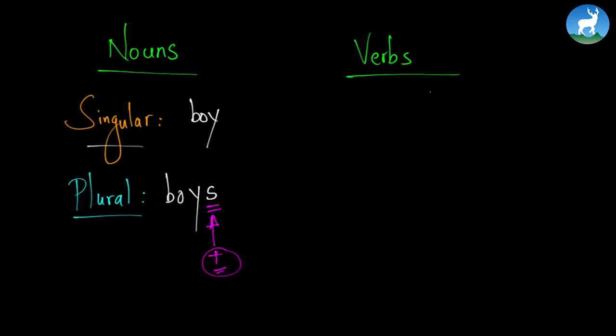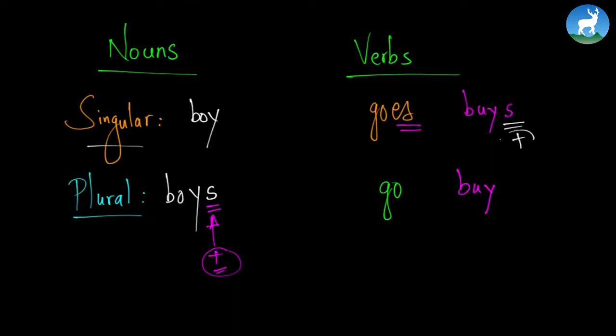And in case of verbs, let's talk about a singular verb. First, give me a plural verb. Go is a plural verb, while goes is a singular verb. So what is added? Es is added. Another example, buy is a plural verb. Buys is a singular verb. What is added? S is added. So this is the addition that is done.